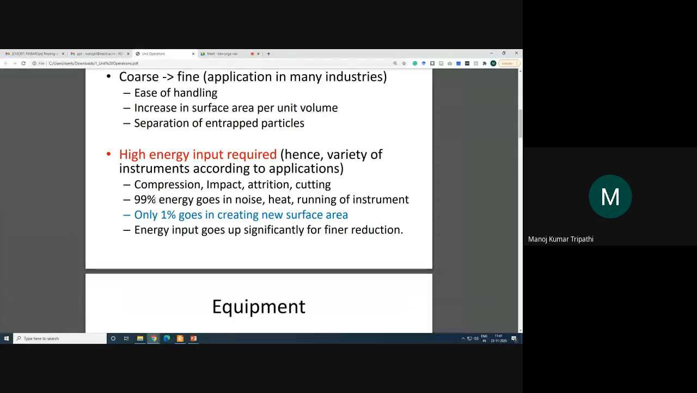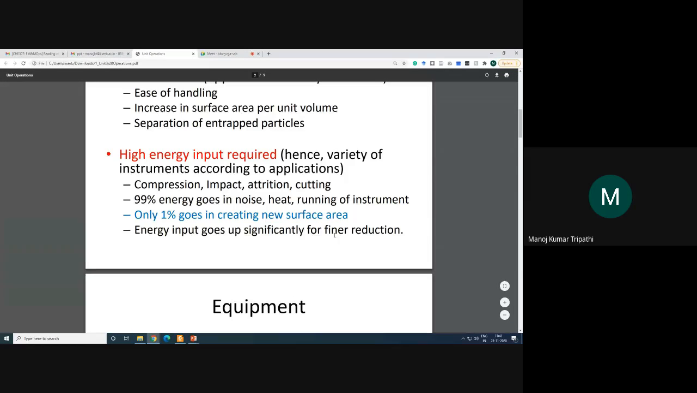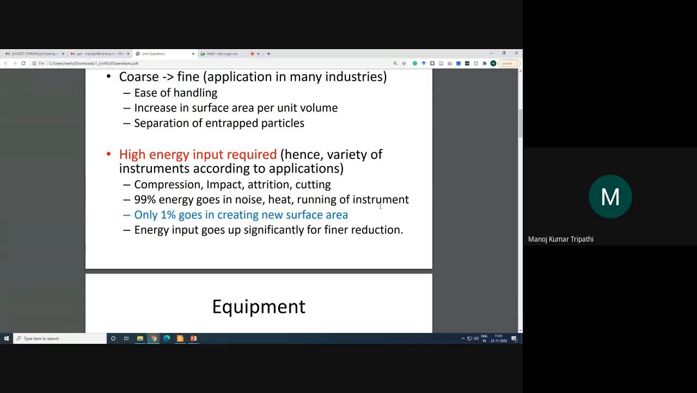So as written here, 99% of the energy goes in noise, heat, and running cost of the equipment, electricity, and so on. Only 1% goes in creating new surface area. So you can see how inefficient this process is. And energy input goes up significantly for even finer reduction. So from fine particles to powder, if you want to make, the energy input goes up significantly. Only about 0.1 or 0.01% energy goes into creating new surface area.